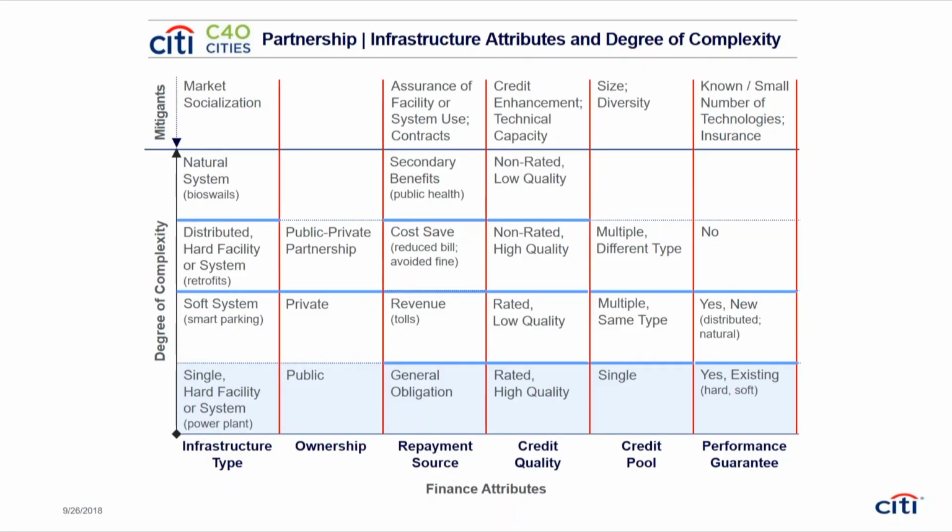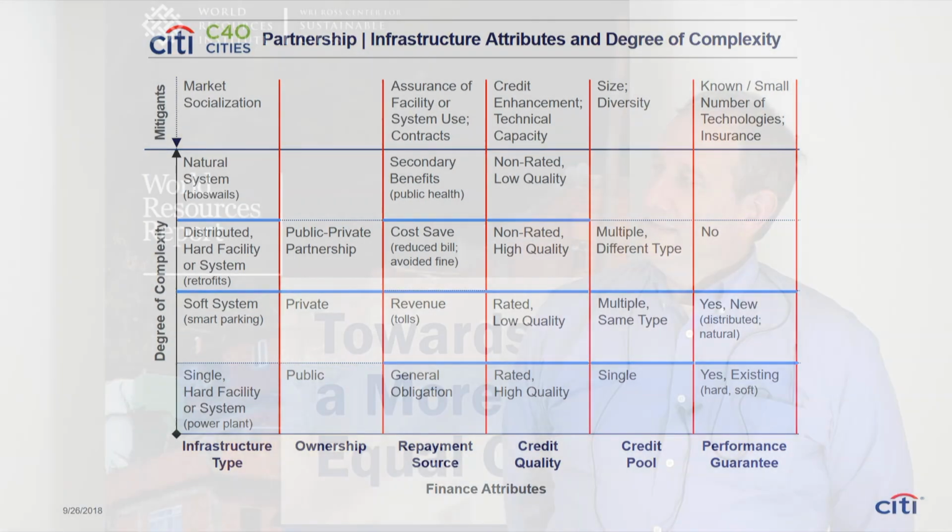Comments or questions? I have one on the infrastructure type. You've identified market socialization as the main mitigant. I wonder if you could talk about that a little bit more, because the actual physical characteristics of this infrastructure in some cases are so different, and how we would even understand their performance is so different. Is it just a matter of the investor understanding it, or do they need different data? What goes into market socialization?